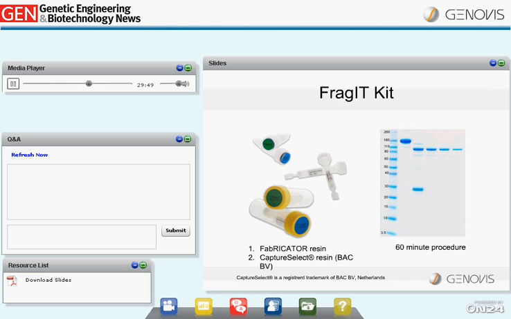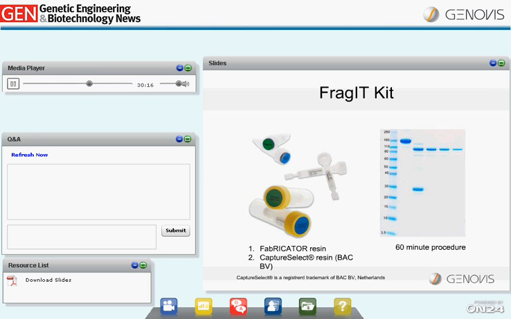It consists of one column with the FabRICATOR enzyme immobilized on agarose and a second column containing Fc-specific CaptureSelect resin from BAC in the Netherlands. First, the antibody is fragmented for 30 minutes on the fragment column, and then the content is added to the CaptureSelect column for removal of Fc fragments. Later, the Fc fragments can be collected using a standard low pH elution.